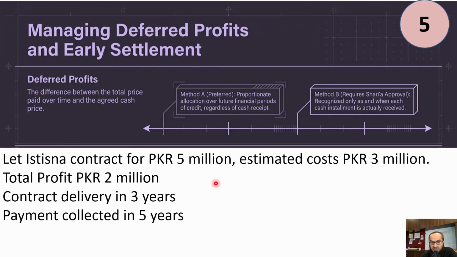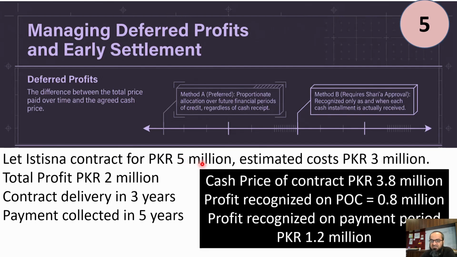So now we have to come up with the fact that the 5 million price is actually for a period of 5 years. What should have been the cash price, if we would have made the contract that the buyer, the client, would pay in 3 years? What should have been the price? That's the cash price, which is agreed upon between the buyer and the seller. So let's estimate that the cash price is 3.8 million rupees.